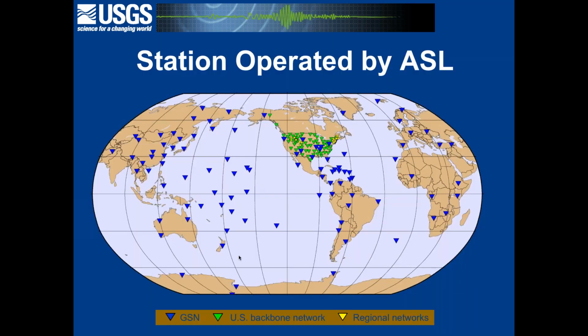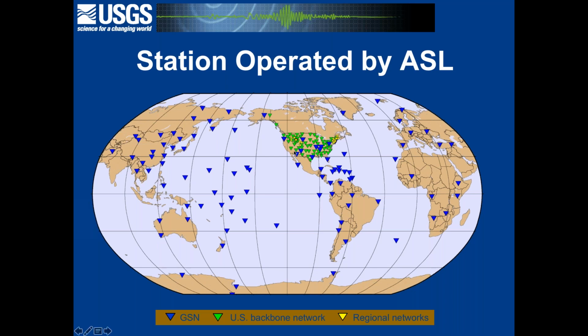So here's a map of stations operated by ASL. We operate the IU component of the Global Seismographic Network, which are these blue triangles. Really our goal is to have a very large global distribution of instruments and have these be some of the highest quality instruments in the world. Right now, just using the Global Seismic Network, you can detect a magnitude 5 earthquake or so anywhere on the planet.